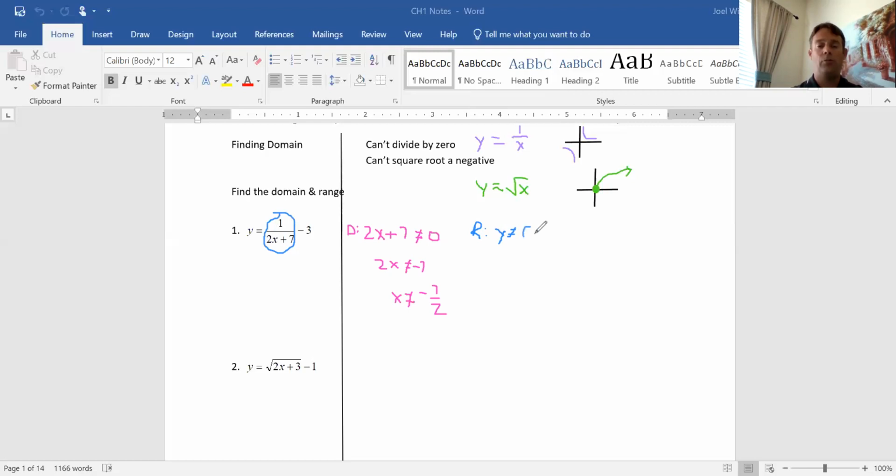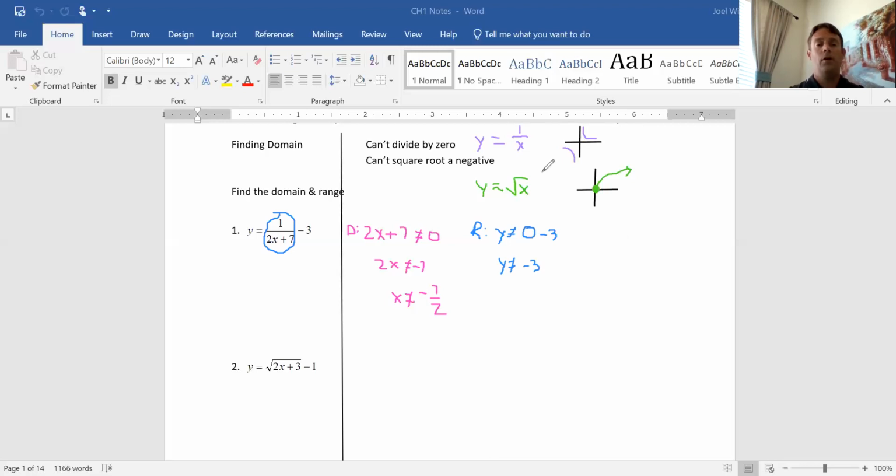So y can't be equal to 0 minus 3. And the reason why that fraction can't be equal to 0 is because that's where your horizontal asymptote was at the beginning of the parent function. And that equation is y equals 0. So that means the range is y can't be equal to -3. So now I have my domain and I have my range.